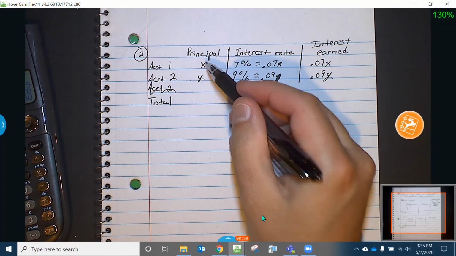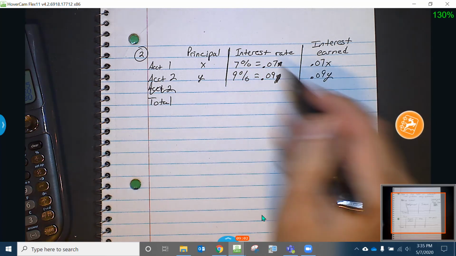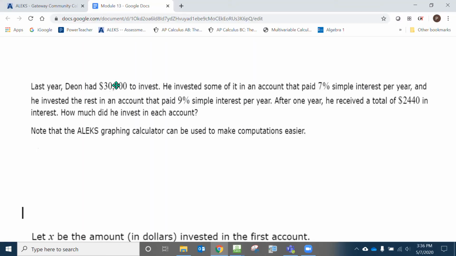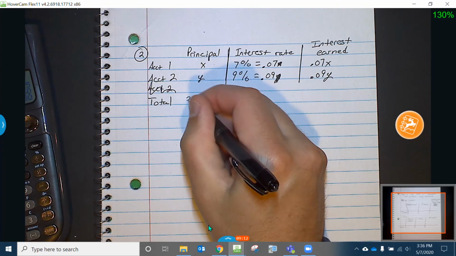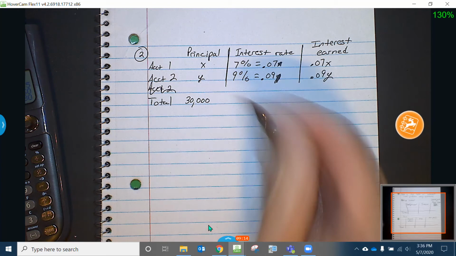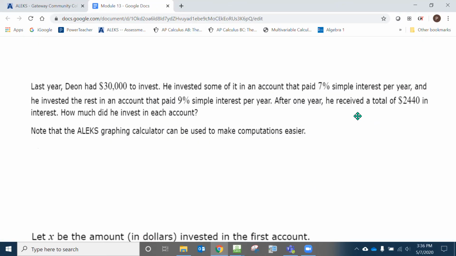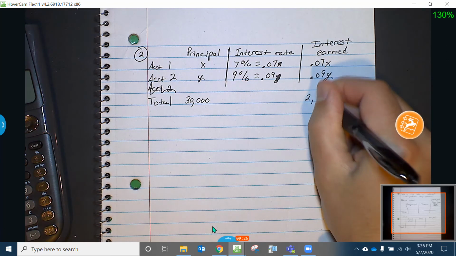So it's principal times interest is how much you earn for that year. Now total. In the problem we're given, we invested $30,000. So our total of what we invested is $30,000, and the interest we made for the year was $2,440. So that's the amount of money we made, so that's going to go over here.